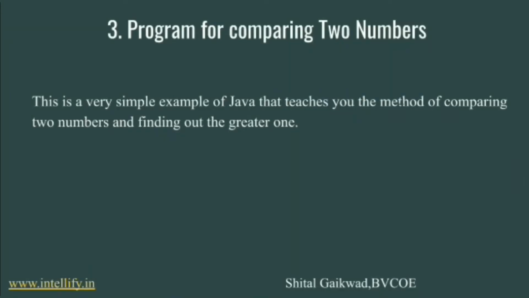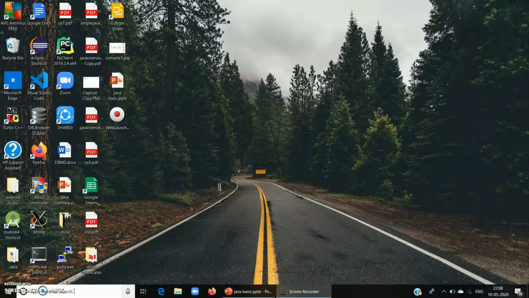Our next program is a program for comparing two numbers. That means you will take two numbers from the user as an input. Then you will have to compare the two numbers. If number 1 is greater than number 2, then the message should be number 1 is greater. If number 2 is greater than number 1, then your output should be number 2 is greater. And if both are equal, then the output should show that both numbers are equal. So let's see how it's done.